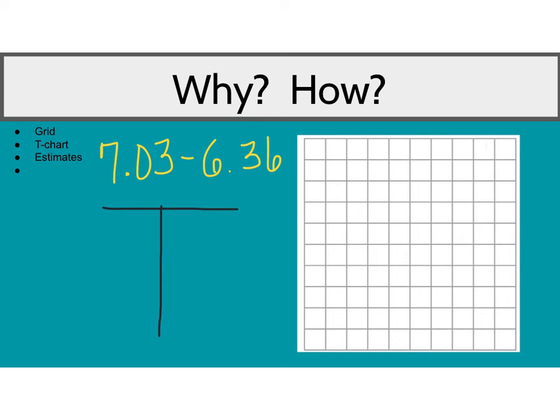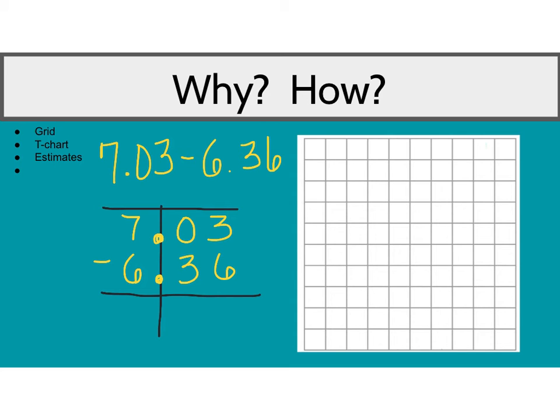So let's try a subtraction problem. We're going to do it the same way. We're going to place the numbers in our T-chart. So I have 7 and 3 hundredths. So I'm going to put 7 here, decimal point, 3 hundredths, and then I'm going to subtract 6 and 36 hundredths. So we're going to put 6, put our decimal point, 36, put our subtraction sign.